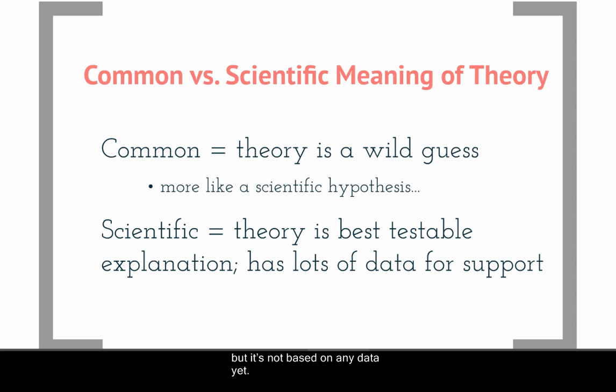The scientific meaning of a theory is the best testable explanation that's got a lot of data behind it. And so one of my pet peeves is when someone says, oh, well, that's just a theory. Well, something can't just be a theory because by definition, if it is a scientific theory, it has lots of data to support that particular explanation of what we're seeing in the natural world.